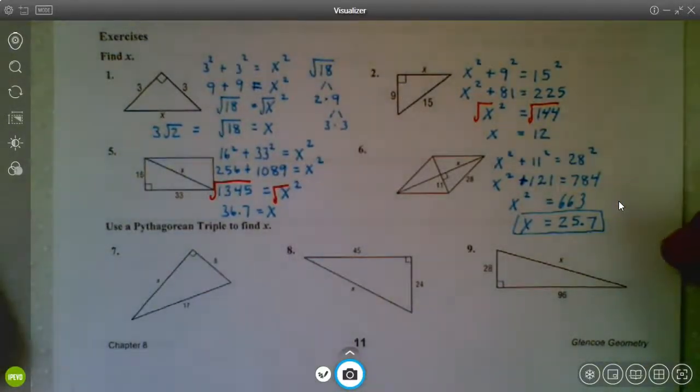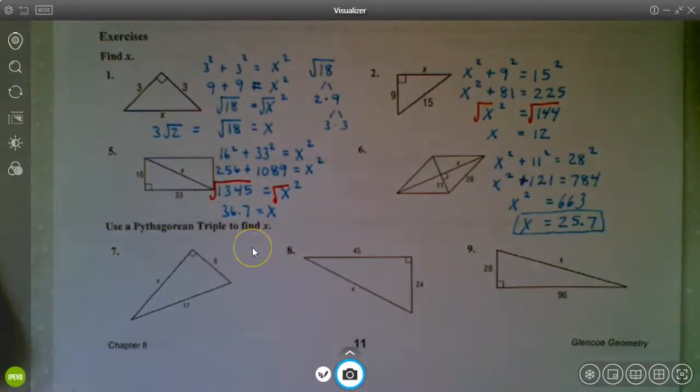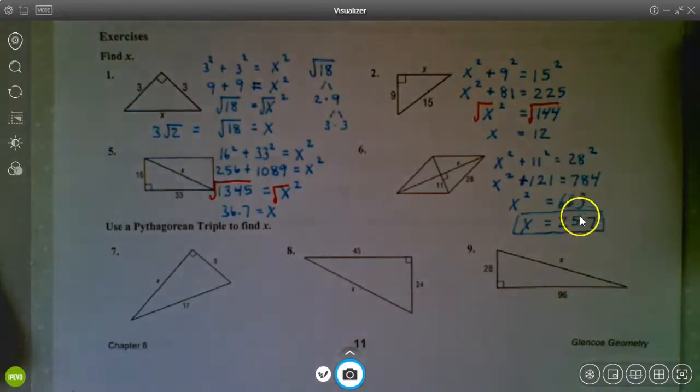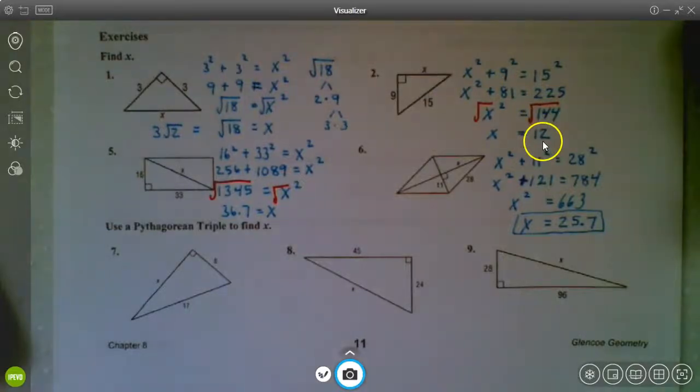So use a Pythagorean triple. What you're going to find is there are certain groups of numbers that you're going to start to recognize that always go together when you're doing right triangles. They're the ones that come out to be whole numbers like this, not the ones that come out to be decimals. If you get a problem that comes out to be a whole number like this one, then that means you are dealing with what we call a Pythagorean triple.